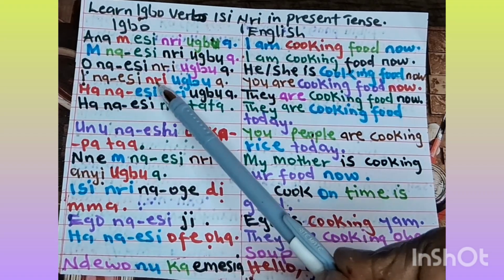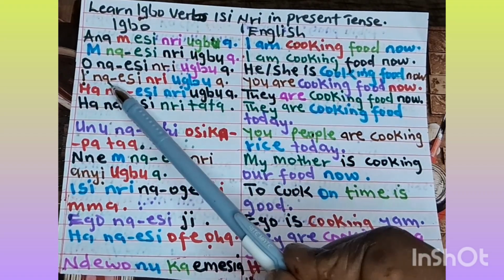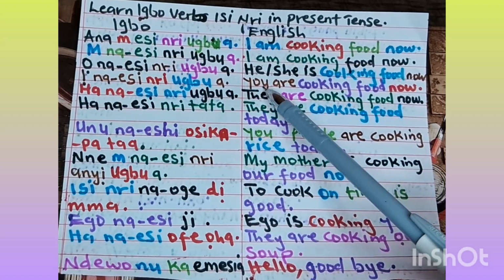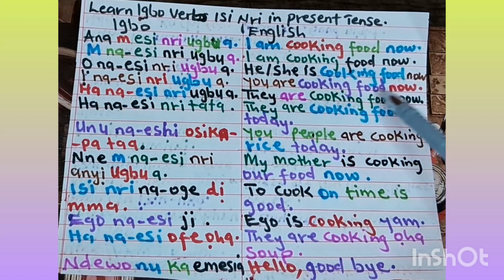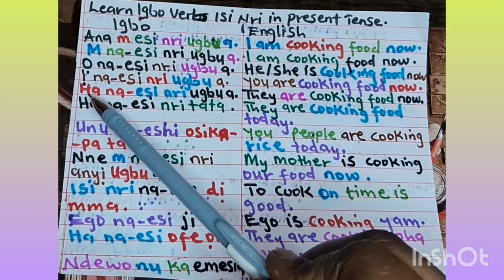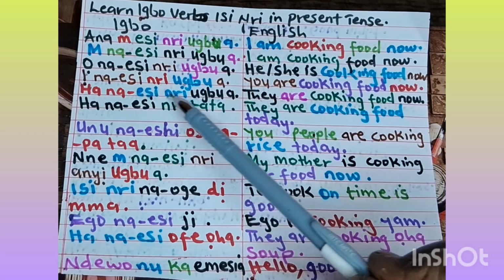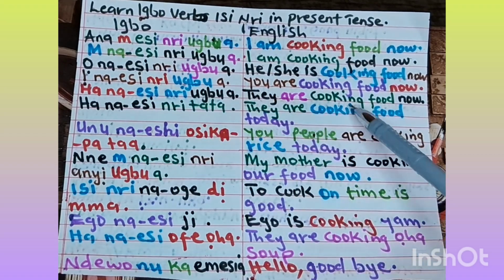Ina esi nri ugbu a. I means you. You are cooking food now. Hana esi nri ugbu a. They are cooking food now.